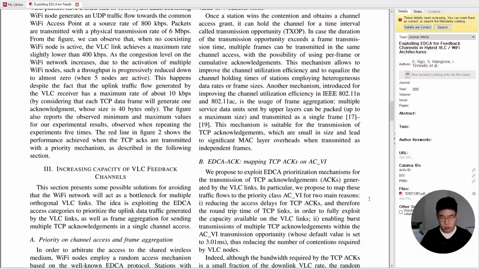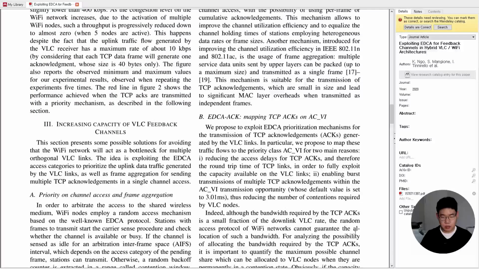Second, in order to fully exploit the capacity available on the VLC links, enabling burst transmission of multiple TCP acknowledgements within the AC_VI transmission opportunity, whose default value is set to 3.01 milliseconds, thus reducing the number of contentions required by a VLC node. Indeed, although the bandwidth required by the TCP ACKs is a small fraction of the downlink VLC rate, the random access protocol of Wi-Fi networks cannot guarantee the allocation of the bandwidth.